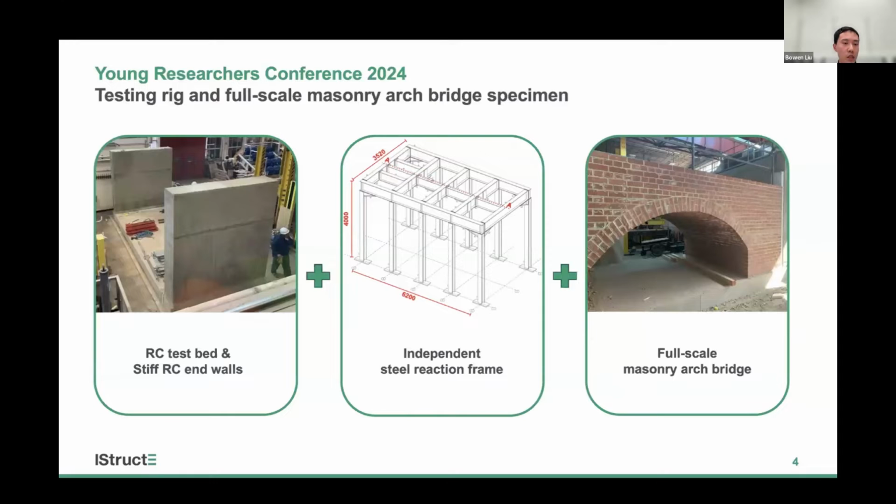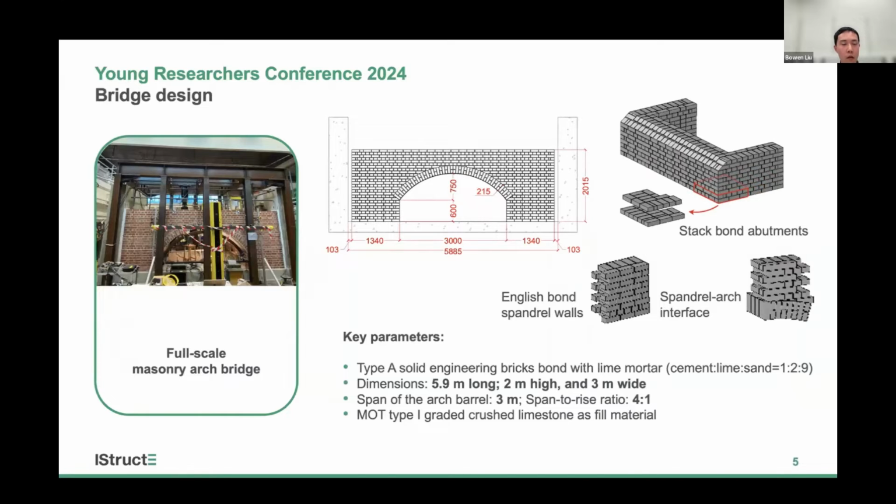In order to accommodate the bridge, we first built the RC test bed and stiff end walls. We also have an independent reaction frame for the load application. The masonry arch bridge model was designed based on the typical masonry arch bridge found in the UK. It contains English-bond spandrel walls, abutments, a 3-meter span arch barrel, and crushed limestone as backfill. It was constructed using Type A engineering solid bricks, bonded with lime mortar to reproduce the low bonding strength characteristics found in real masonry arch bridges.